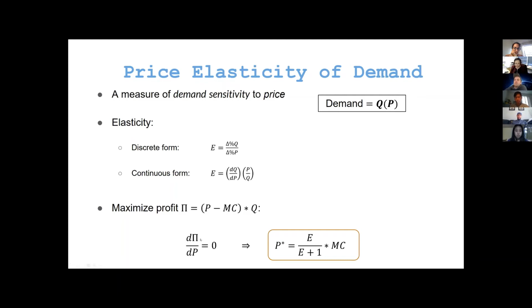If you take the formula for profit, which is price minus your marginal cost for whatever item or service you're selling, multiplied by the quantity sold, and you take the derivative of this whole formula and set it equal to 0, then you can find your optimal price. Trust me, I'm not going to ask you to take derivatives and figure this out, but this is just something to know in the background.